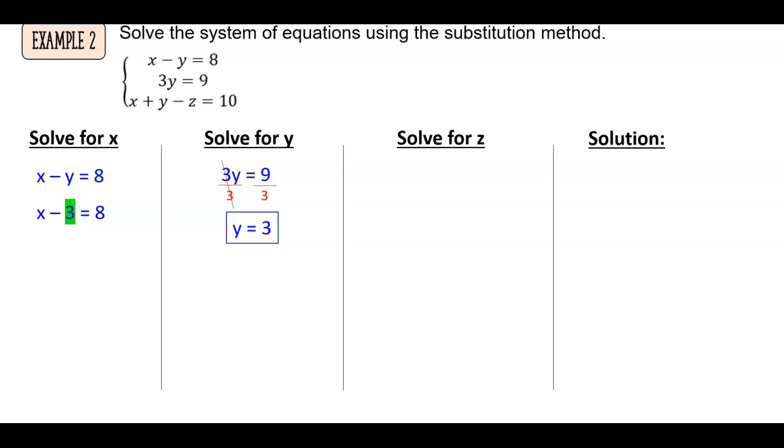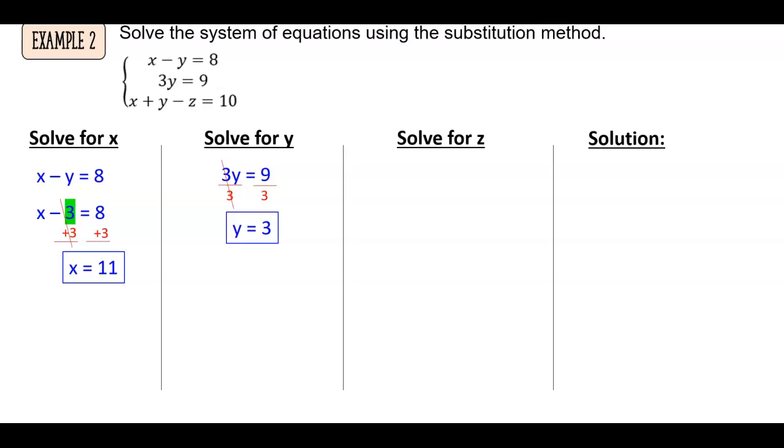What do I do to get rid of that minus 3? Well, so if I'm solving for x, how do I get rid of the minus 3? Plus 3. So 8 plus 3 is 11, okay? Because 11 minus 3 is 8, right? Okay. So I solved the easy one.